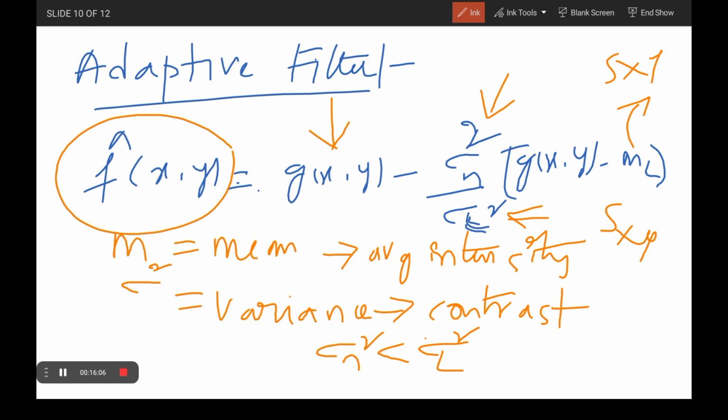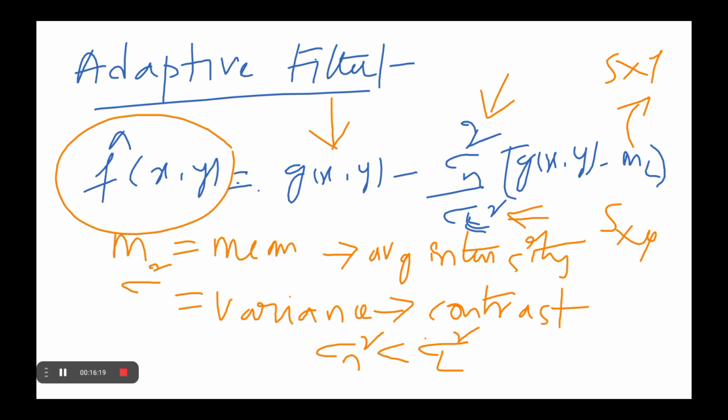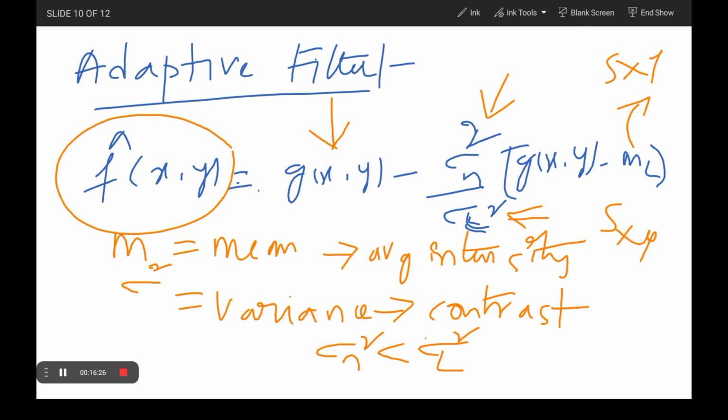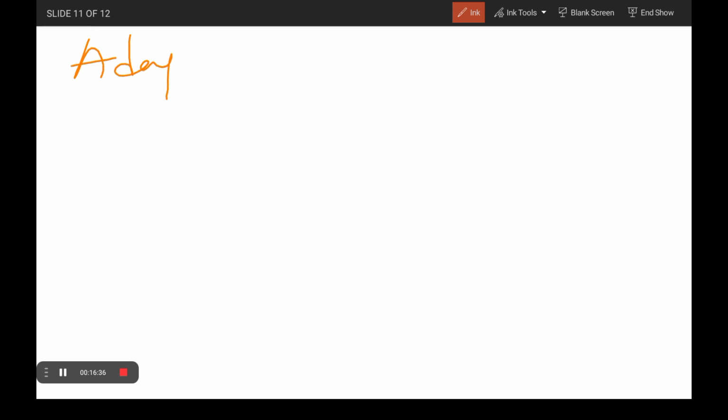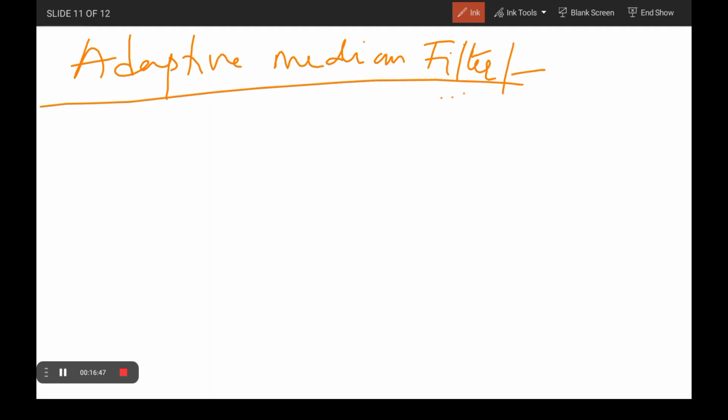I think this gives us more information regarding the adaptive filter very clearly. Second, the adaptive median filter is one more filter that we analyze with the help of a diagram. In the case of the adaptive median filter, we have to follow some considerations, namely Z minimum.